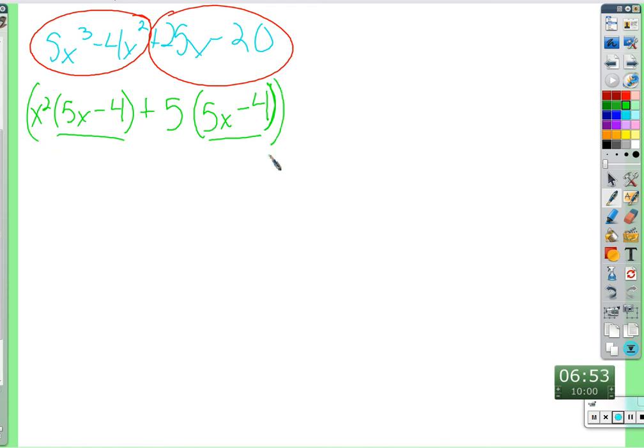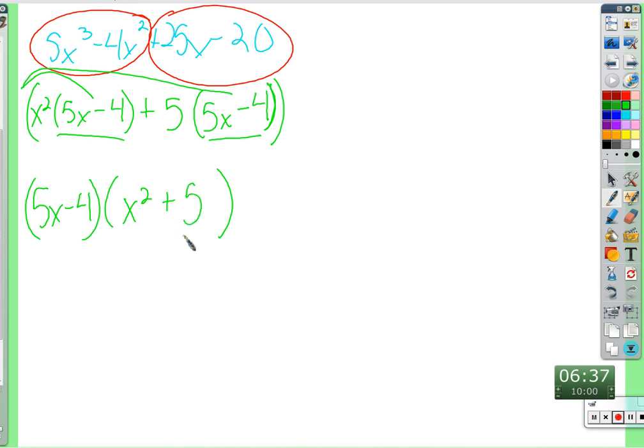So they both have a factor of 5x minus 4, so we'll take that outside of the parentheses. Take that out here. What are we left with in here? If we could factor this more, we would, but really the only time we could do that is if we had a difference of squares, which we don't have.